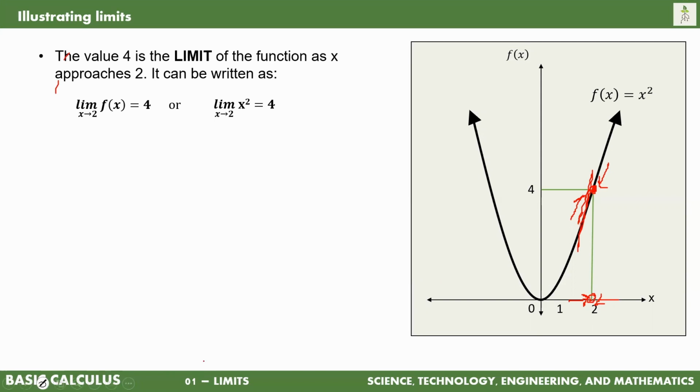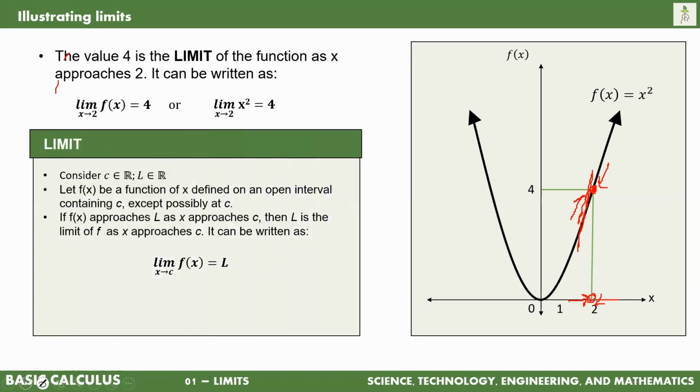How can we generalize the idea of limits? Let's say we have a real number c. Consider c as an element of R. Don't be scared of this symbol. It just means element. And R just means real numbers. So what it says is that c is a real number. And then we have L, which is also a real number.